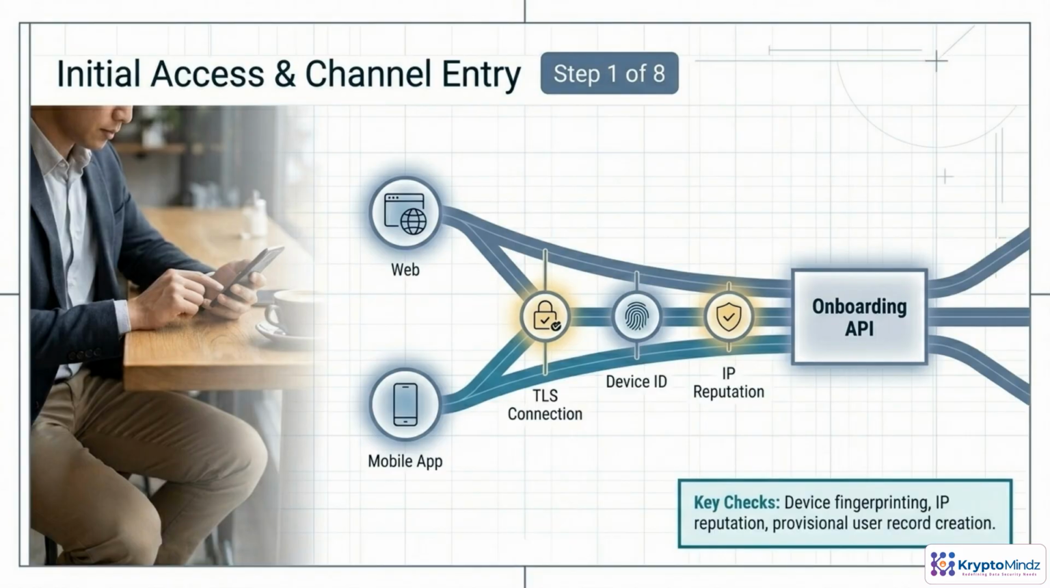The onboarding journey begins the moment someone opens your web portal or mobile app. Before they even log in, they're choosing a product, answering basic eligibility questions, and giving consent to data processing. Behind the scenes, every request runs over TLS, while fraud controls look at device fingerprints and IP reputation. Once those checks pass, the channel creates a provisional user record and hands it to the onboarding services as a new case.